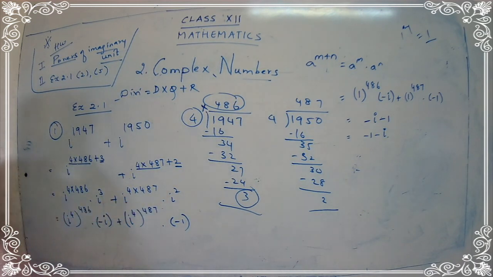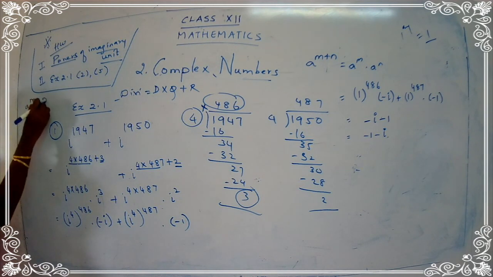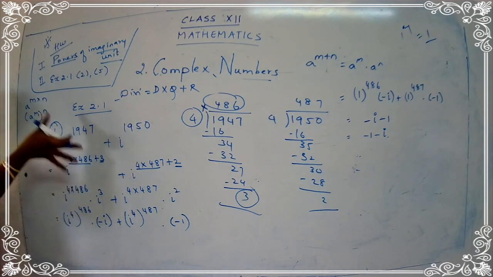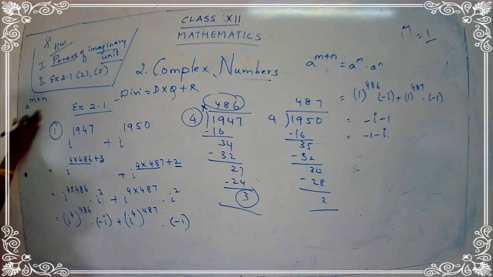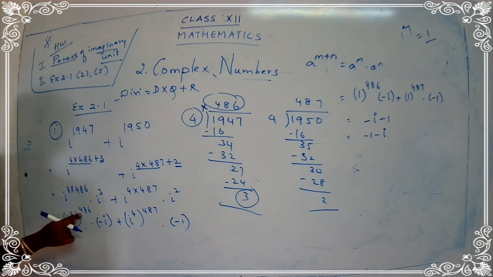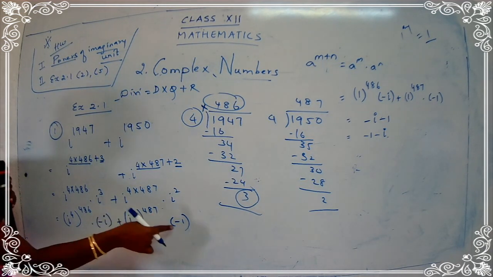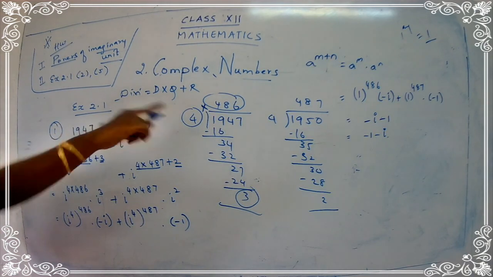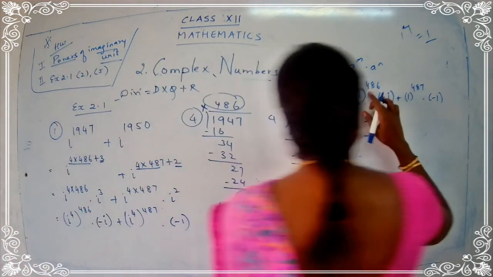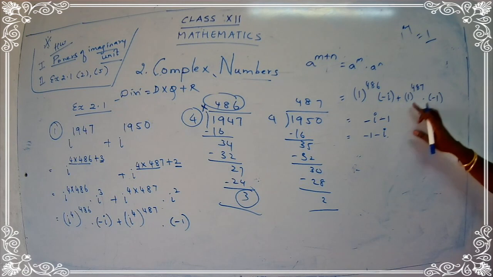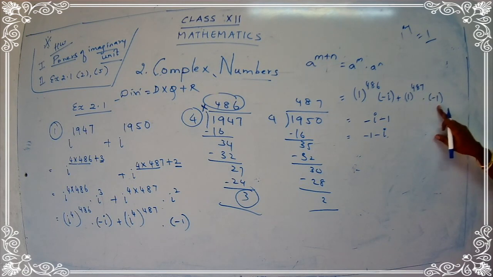Same way here. Now i raised to 4, you just make a group over here. So we have this rule also: a raised to m into n, so a raised to m, a raised to n. Mostly we are bringing all the rules of indices, all the laws, over here. So i raised to 4, 486 into i cube, which I know is minus i, and i raised to 4, 487 into i square, which is minus 1. So just complete your work. You get 1 raised to 486 into minus i plus 1 raised to 487 into minus 1. I get minus i minus 1.